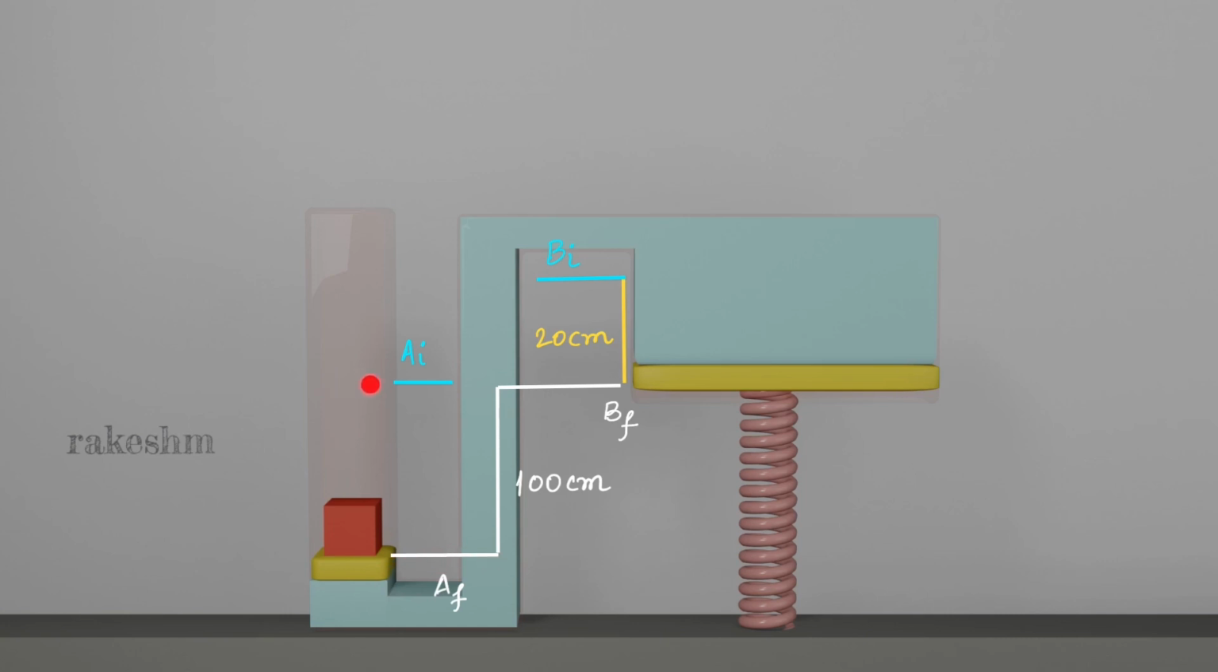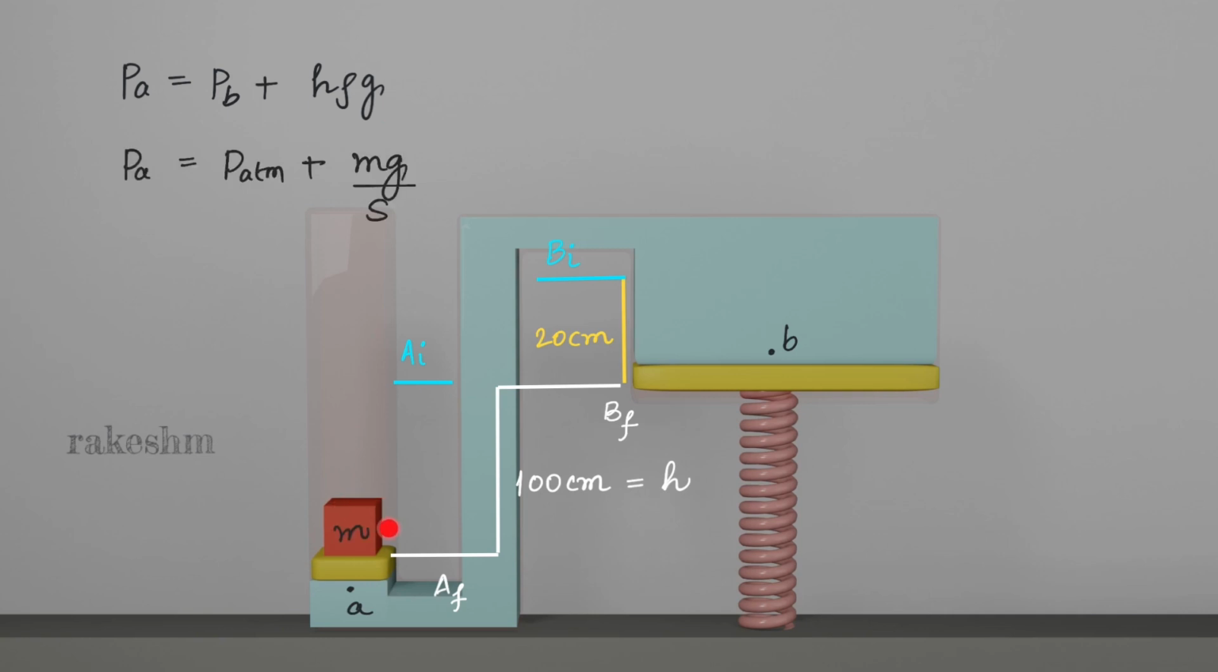We can say how much water has moved out from here. That much water, the same volume of water, is present here. As this cross-section area is 5 times that of this, the difference in their heights will be 100 centimeters. So if this has come down by 20 centimeters, then this would have come down by 100 centimeters. Now in this liquid we can say P_A equals P_B plus Hρg. So I've written that here, P_A equals P_B plus Hρg.